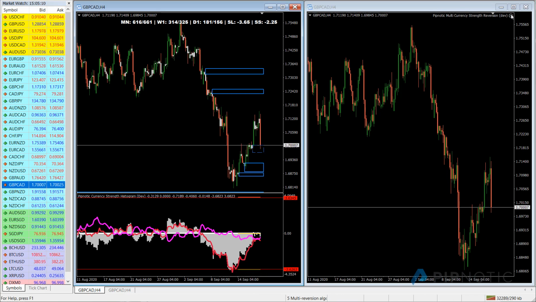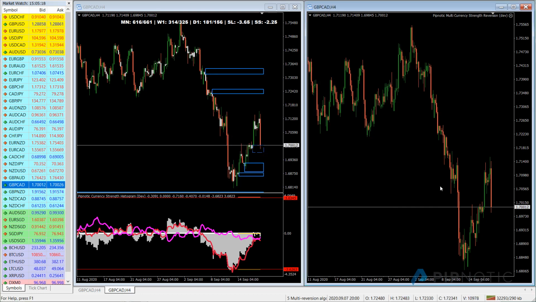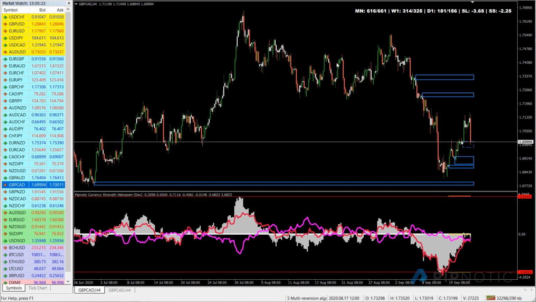And so I have the same settings set over here, where I have 300 on the mean periods, and I have a modifier which is set to 2.8. And so now I can see where the robot would have traded. And you can see here very clear examples. Two robot trades: the one was a sell up here, the other one was the buy just down here.